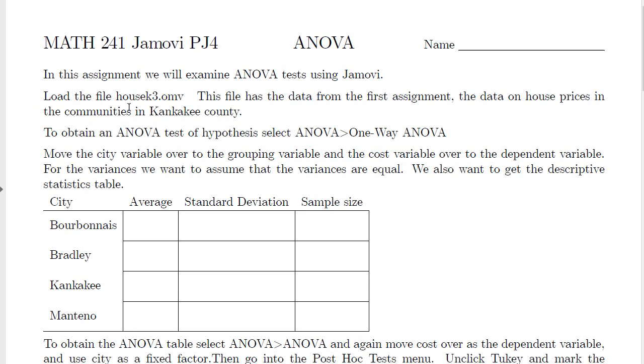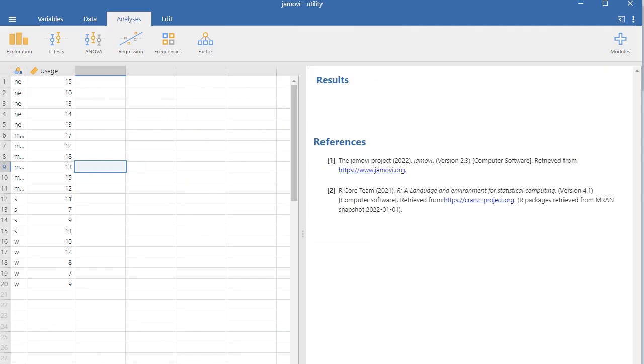So in the actual project, you're going to use the House K3 data file there, and you're going to generate descriptive statistics and fill in your mean, standard deviation, sample size in this table. And you're going to do that by doing one-way ANOVA under the analyses. So let's take a look at an example here.